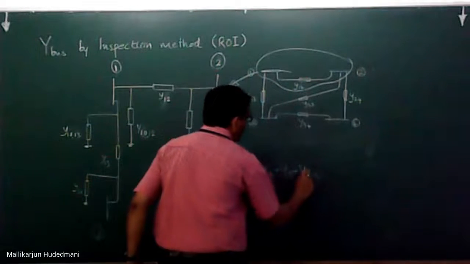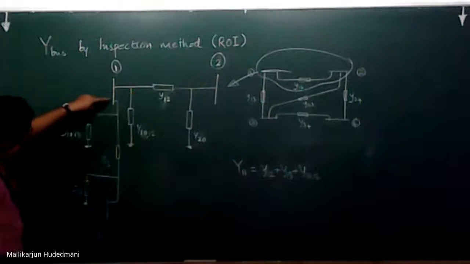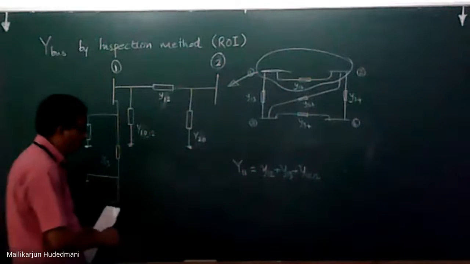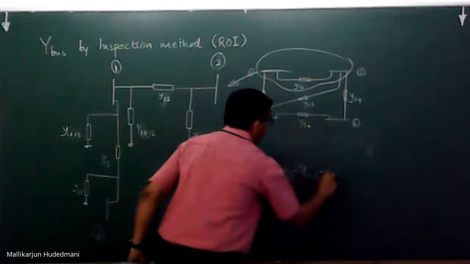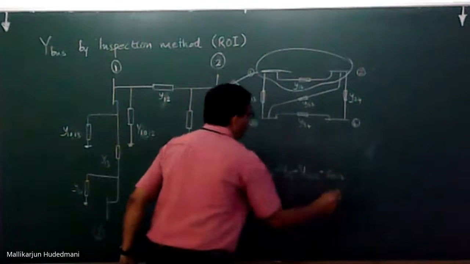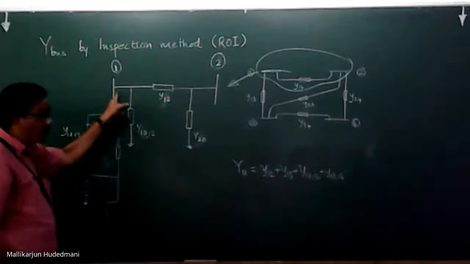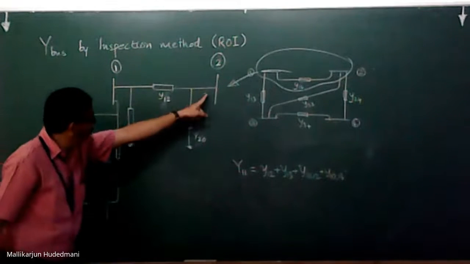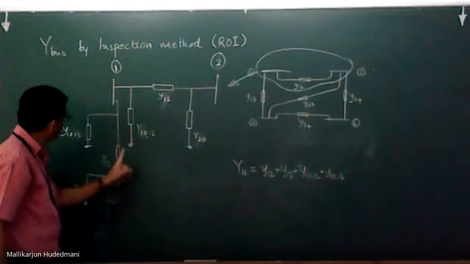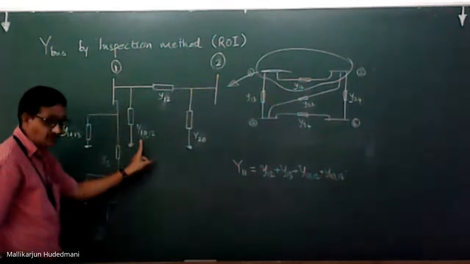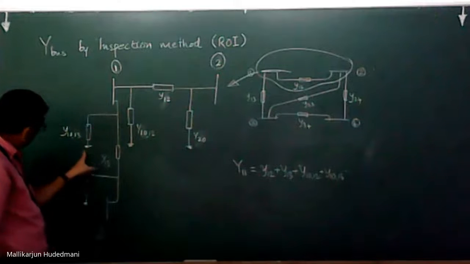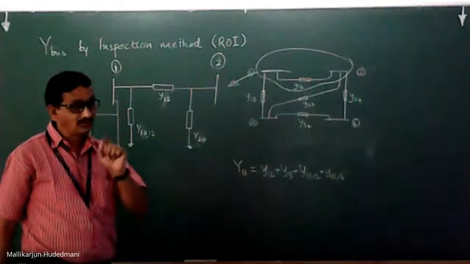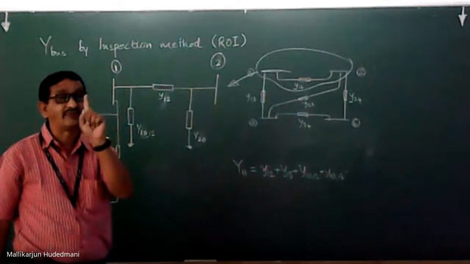Y10 due to 1 to 2. And not only this, there is another line from bus 1 to ground, y10,13, because of the 1 to 3 connection. So this is also a y10,13. Now look at this. How many elements are interconnected to bus number 1? Totally 4 elements. One is y12, y13, y10,12 representation, and y10,13 due to this. So when I represent the problem by pi model, I am sure that the diagonal element of your Y bus gets affected.